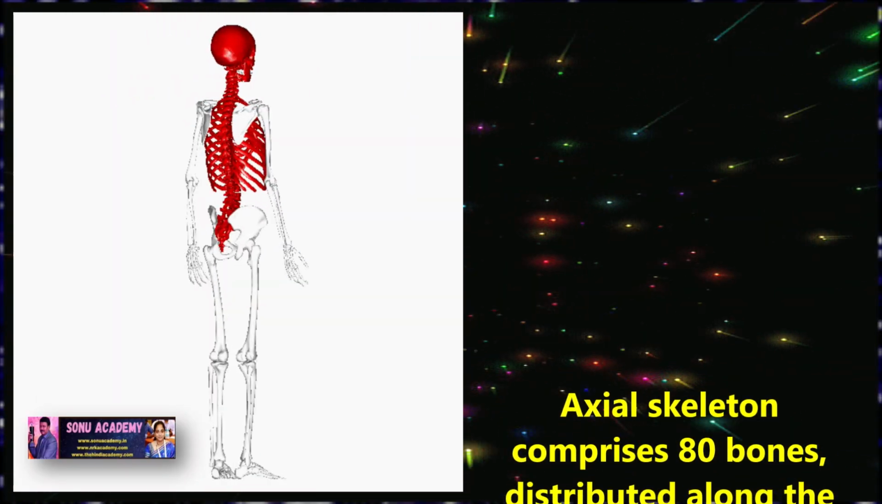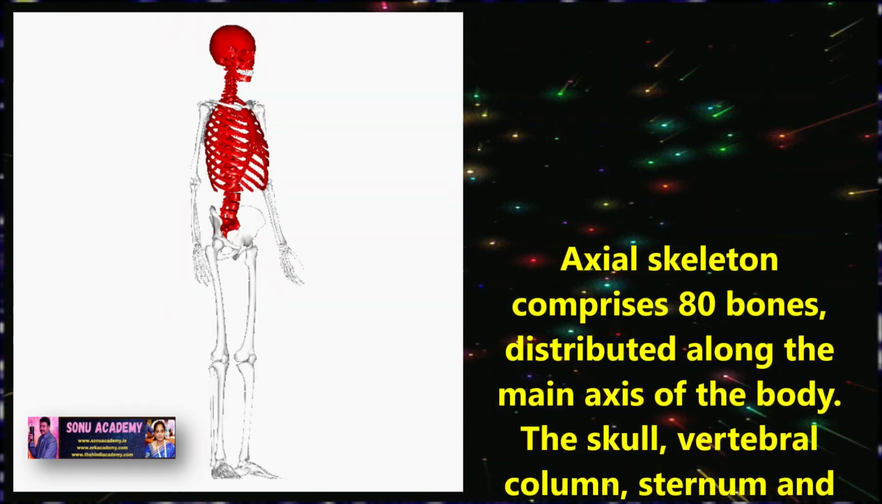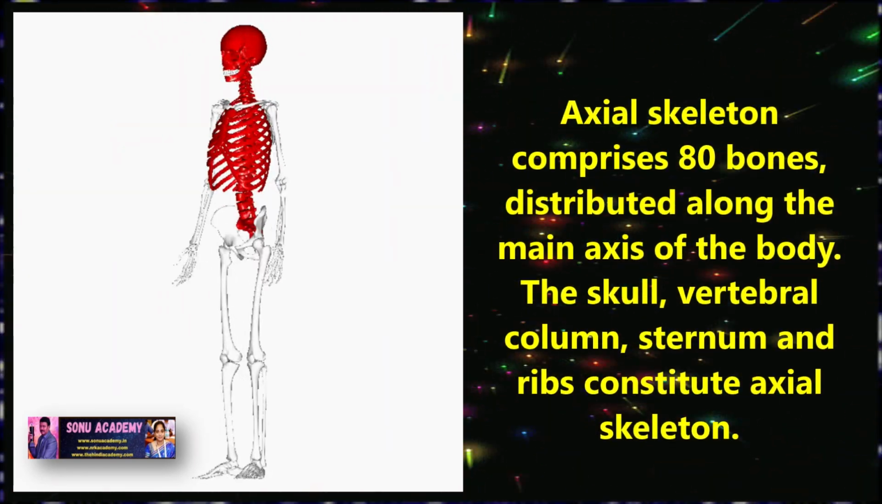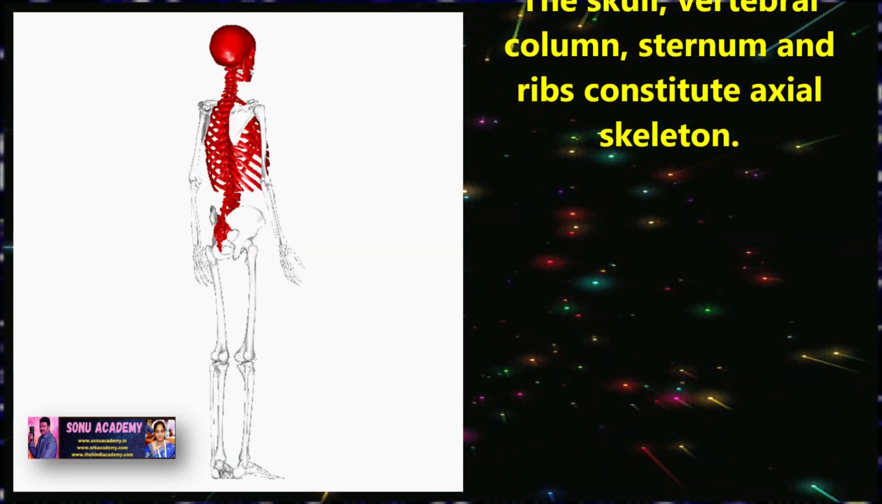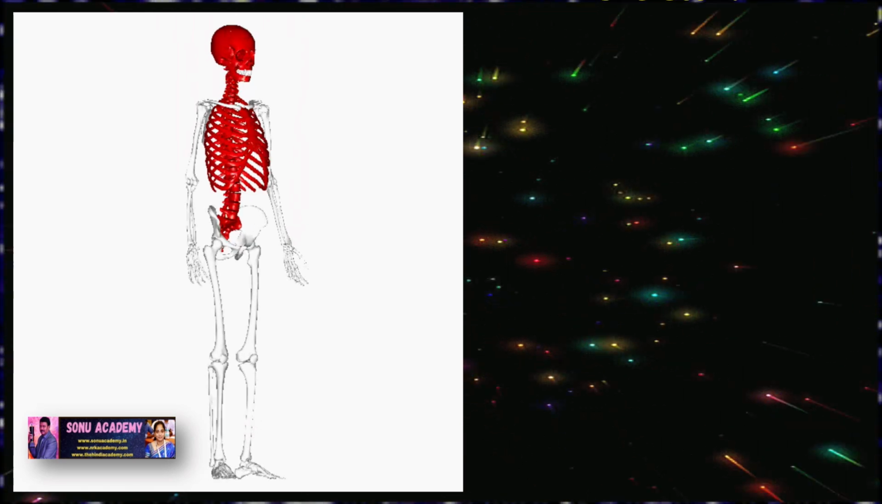Children, let us discuss the axial skeleton. The axial skeleton comprises 80 bones distributed along the main axis of the body. The skull, vertebral column, sternum and ribs constitute the axial skeleton.